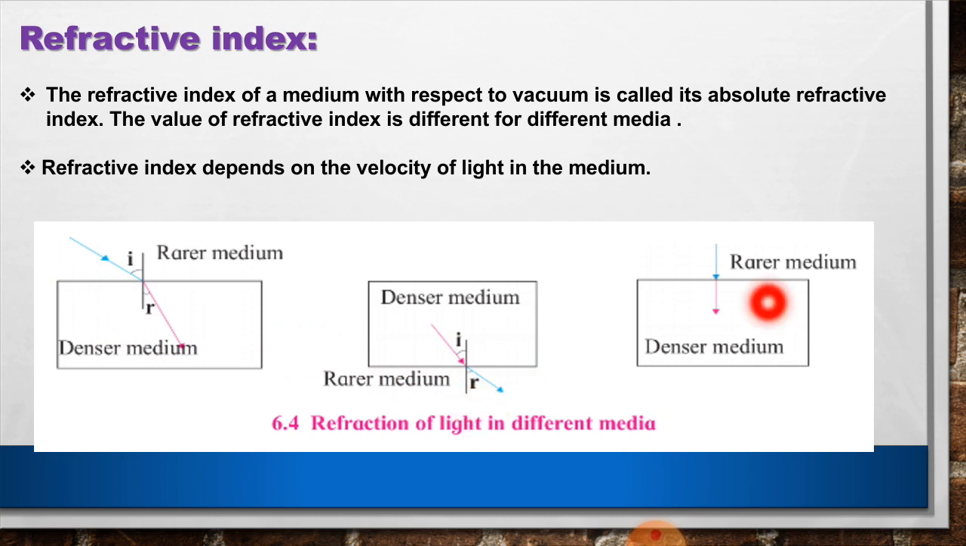And when a ray of light is incident normally at the boundary between two media, what happens? It does not get refracted. It will follow the same path, that is a straight line. Okay, so this is all we learned in our last class.